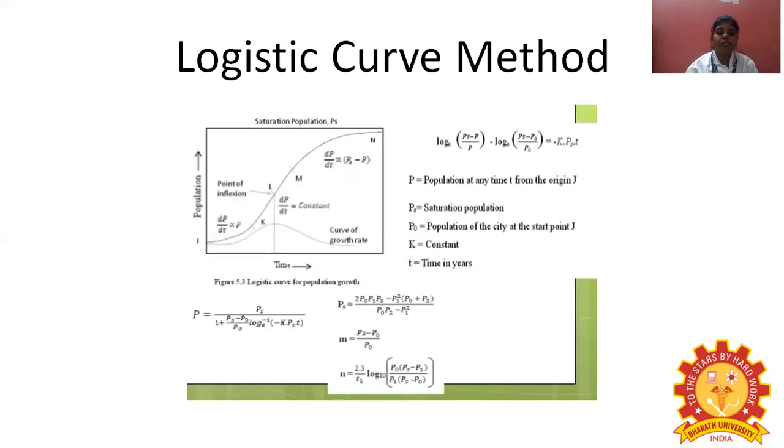This figure represents the logistic curve for population growth. Here P means population at any time t from the origin J. PS means saturation population. P naught means population of the city at the start point J. K represents constant. Small t means time in years.